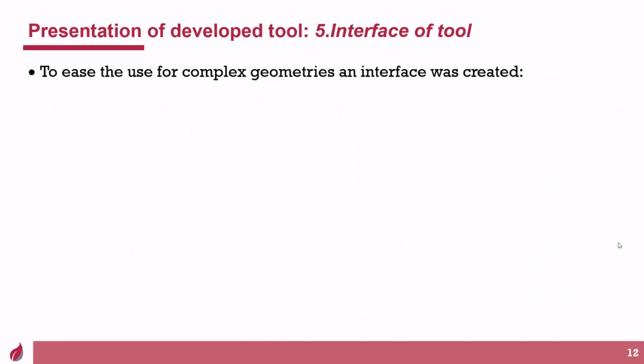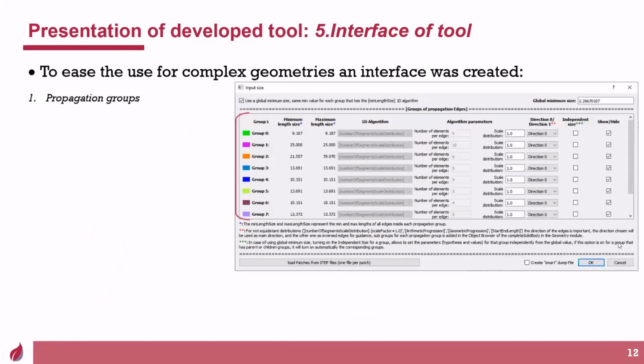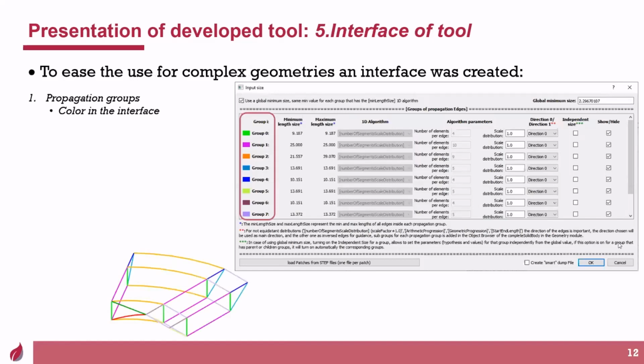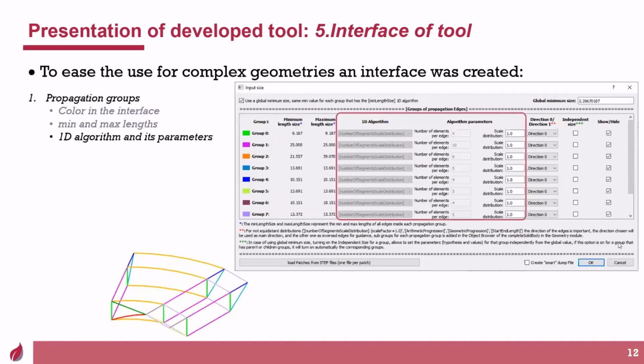So I also developed an interface tool for this script that is going to show different information from the groups for each propagation group of the complete system, with a color interface to show each group in the geometry, the minimum and maximum length of the edges inside that group, the algorithm that the user wants to use for that group, and the direction, so we can choose the main direction or the secondary one.